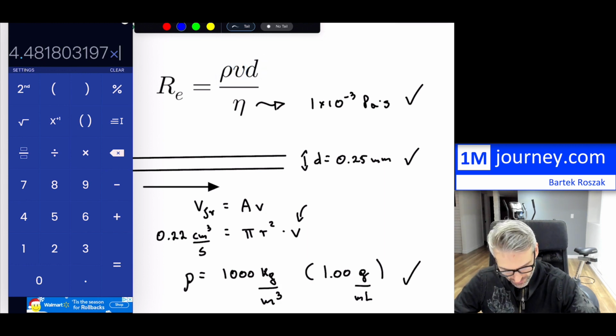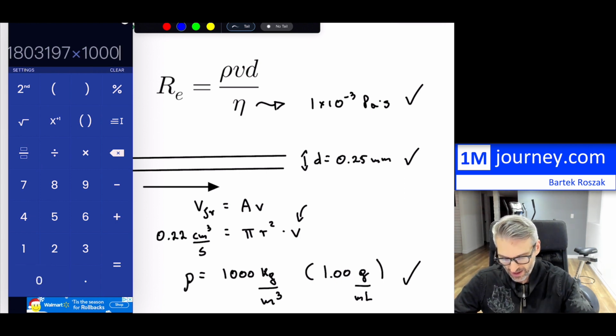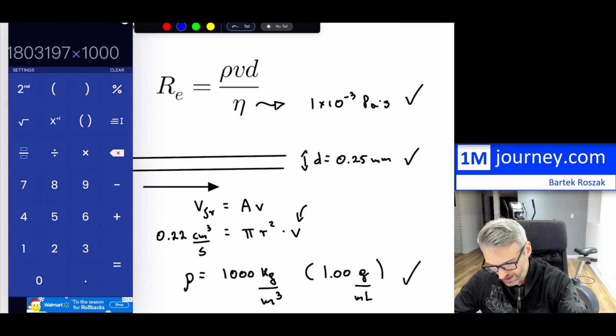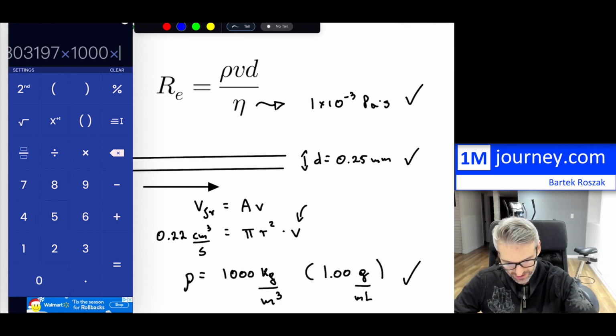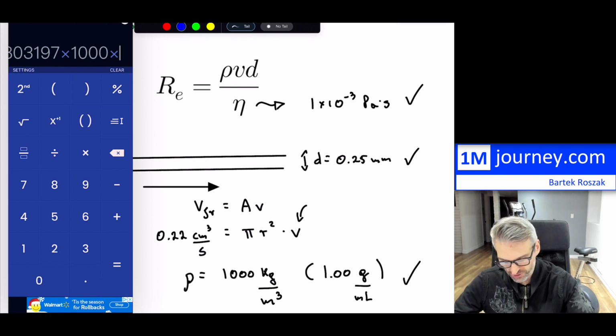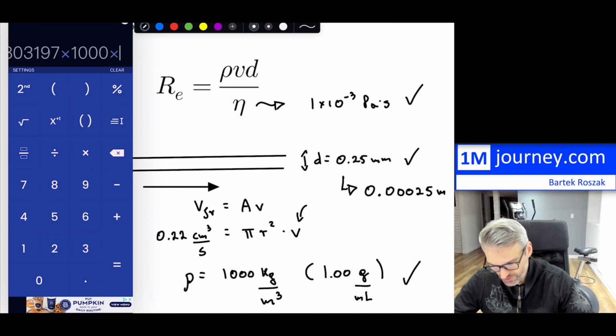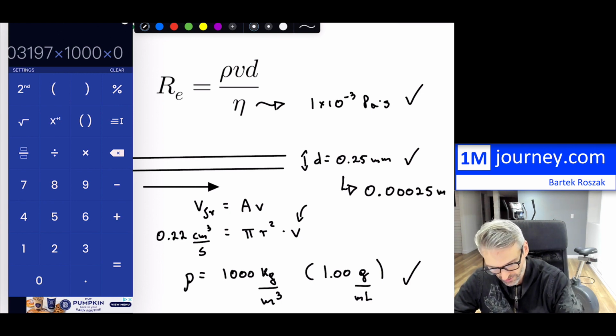So let's do that. My density is 1000, 1, 2, 3. And then I'm going to multiply by the diameter. The diameter is 0.25 millimeters, so just be careful, change it back to meters. For those who are keeping track, this is going to be 0.00025 meters. So I'm going to multiply this by that, and 12325. Okay, so that is your numerator. That's all of that right there.